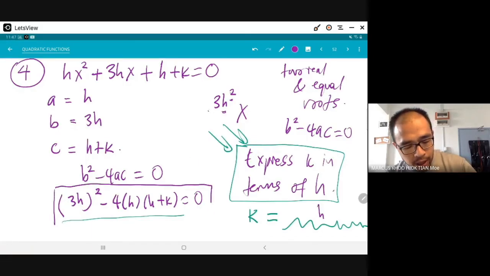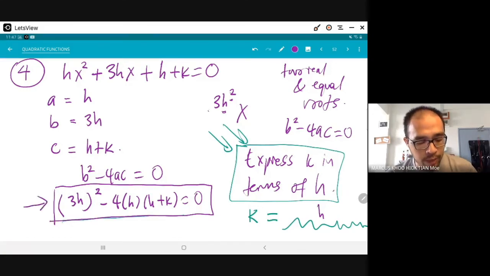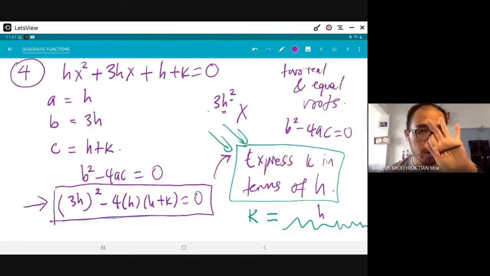Okay, I do up to here. I want you to try to expand this, and then after that express k in terms of h. So you multiply everything in, and you move, and then you tell me what's the answer after this. I'll give you 3 minutes to do this.